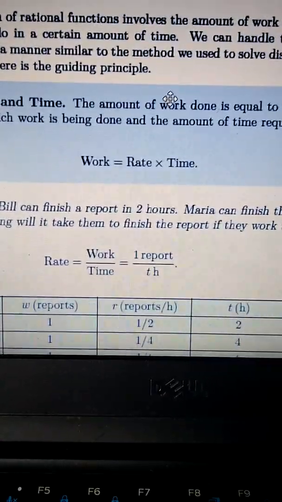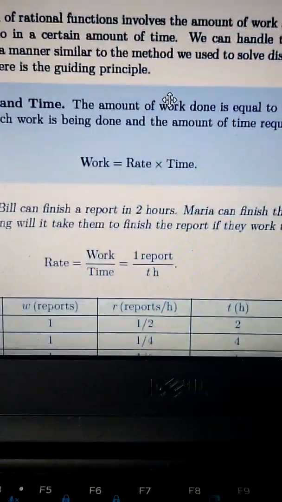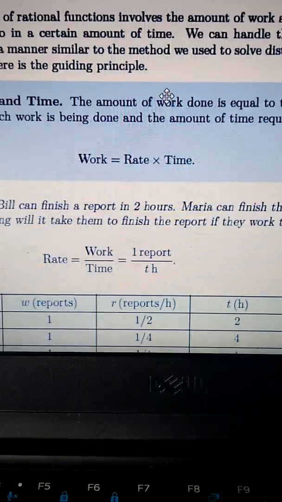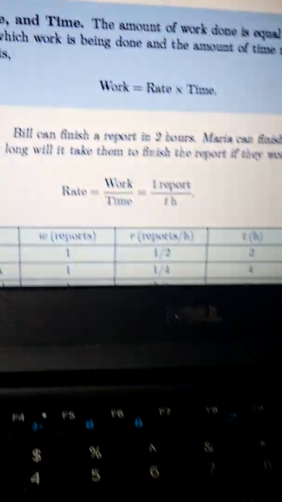How far you can go in distance is determined by how fast you're going, the velocity or speed or rate, times how long you travel. That tells you how far you can go. It also tells you how much you can work. How much work can be done depends on how fast you work and how much time you spend working. So work equals rate times time. Rate is like speed.